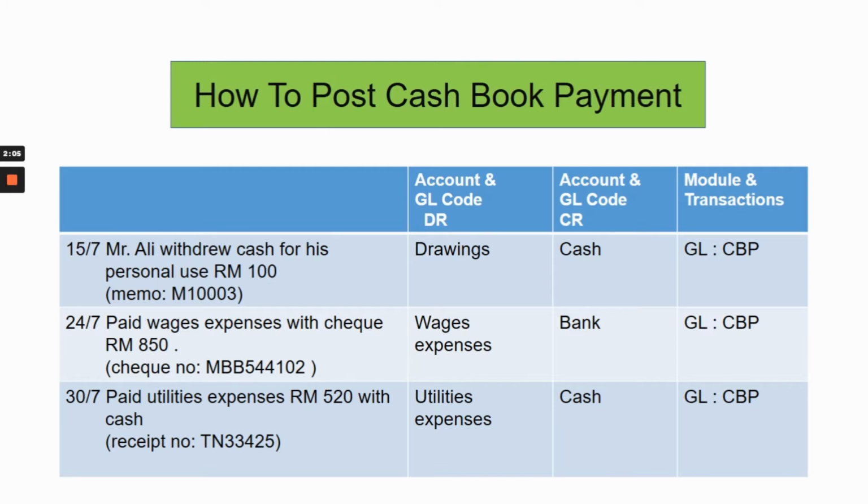24th of July, paid wages expenses with check RM 850 and debit wages expenses credit bank. And we must record under transaction cash book payment. And the last one, 30th of July, paid utility expenses RM 520 with cash. So debit utilities expenses, credit cash, and we must record under the transaction cash book payment under Mr. Accounting software.